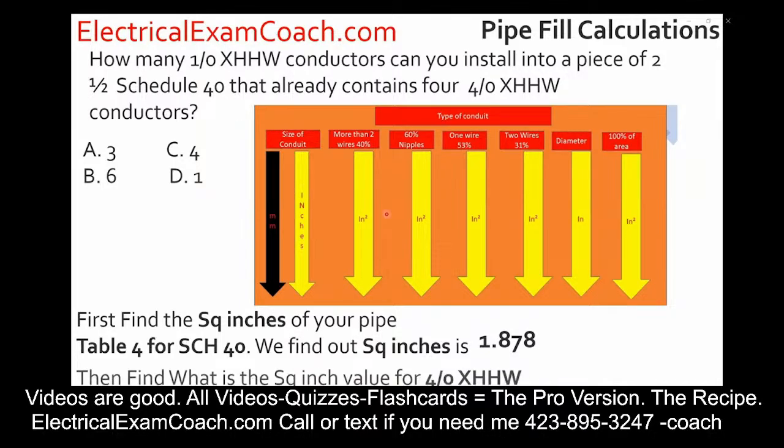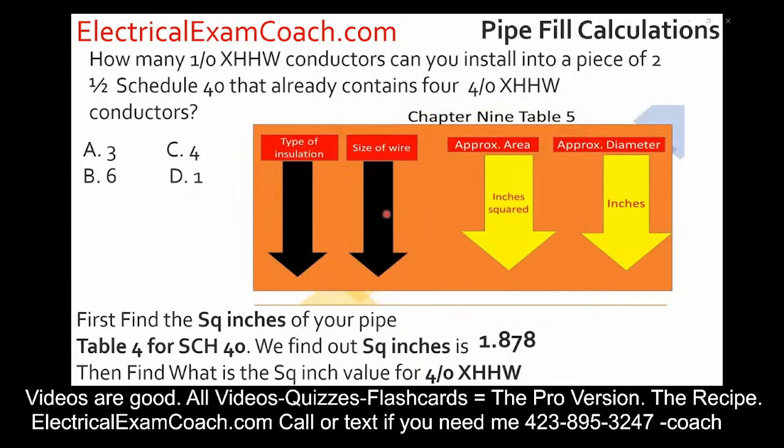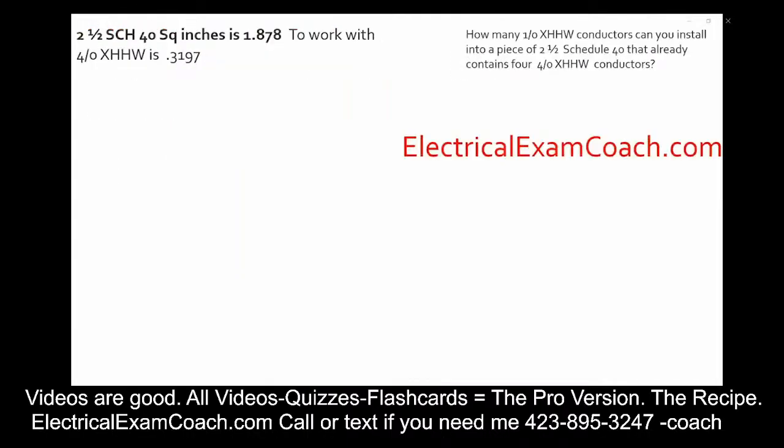Now we need to head to Chapter 9, Table 5 and find out the square inch values of our wires. When we get there, we make sure that we're in Chapter 9, Table 5 and not Chapter 9, Table 5A. Coming down the left-hand side for the type of insulation, then finding our wire size, then we come over here to the approximate area in square inches, and we find its value. Now that we have our conduit and our starting conductor, let's go ahead and write down what the conductor that we're wanting to install is. And it's 1/0 XHHW. Now we can start all over.